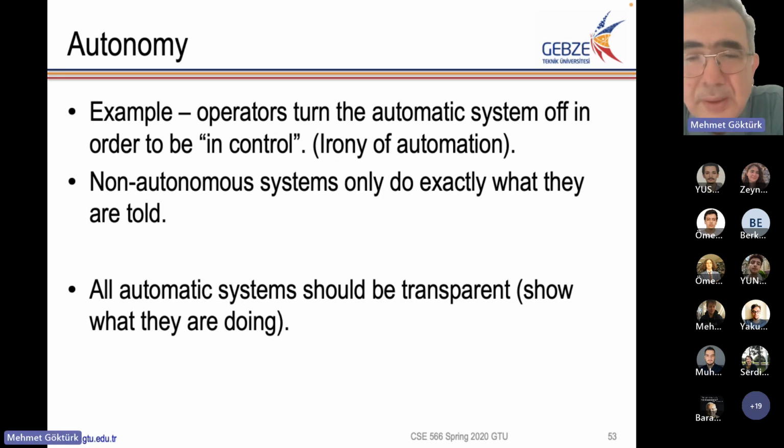All automatic systems, therefore, should be transparent. If you show what you are doing, it is more beneficial for the user. All the time, your processes should say, I am doing this, I am doing that, or this is being done, this is being done. So giving proper feedback about what is happening increases the feeling of control and the control possibility in these kinds of systems.